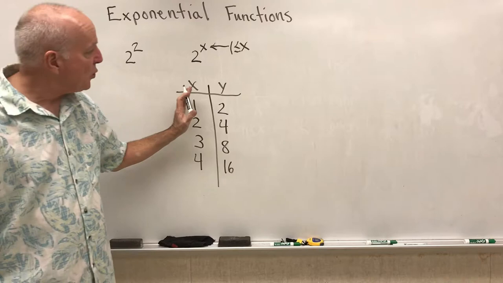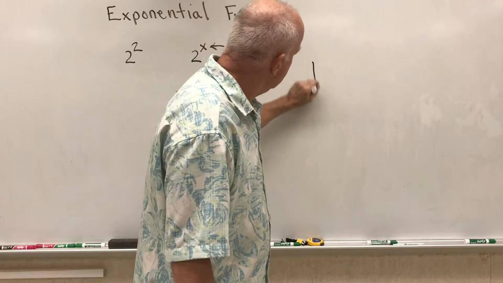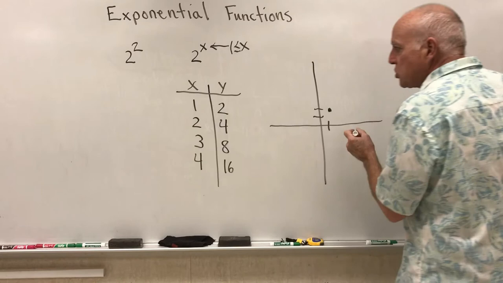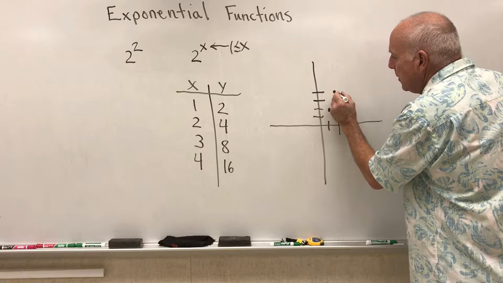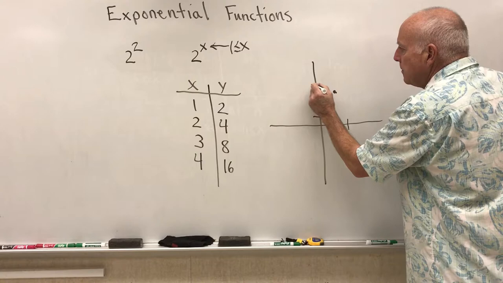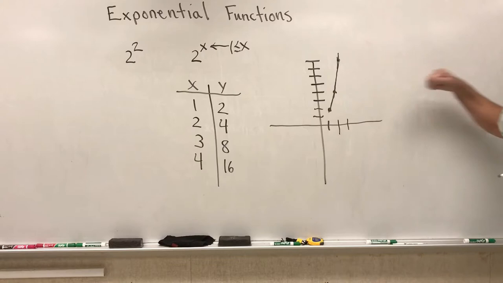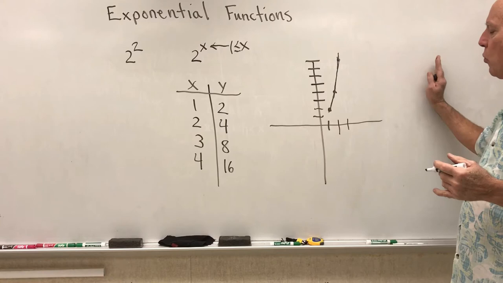When we graph that, we've got when x is 1, y is 2. When x is 2, y is 4. When x is 3, y is 8. So we see this. So whenever we have an exponential function and the x values are greater than 1, it's pretty straightforward.